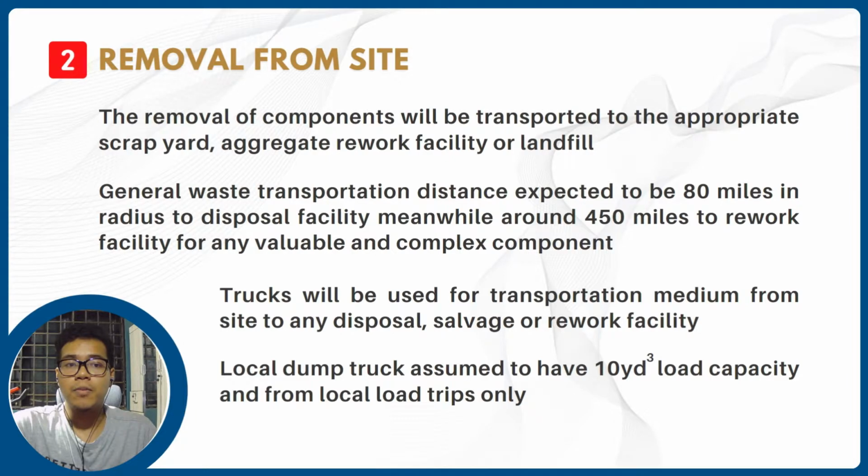Second process is removal from sites. The removal of components will be transported to the appropriate scrapyard, aggregate rework facility, or landfill. General waste transportation distance is expected to be 80 miles in radius to disposal facility, meanwhile around 450 miles to rework facility for any valuable or complex component. Trucks will be used for transportation medium from site to any disposal, salvage, or rework facility. And lastly, local dump truck is assumed to have 10 cubic yard load capacity and from local load slips only.